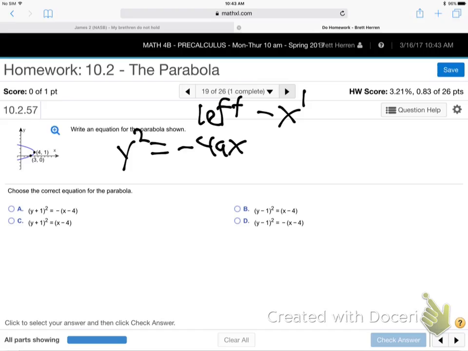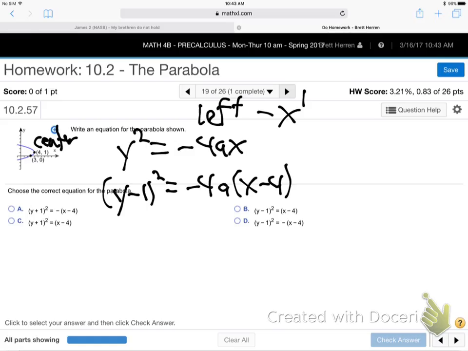So okay, now the center is 4, 1. So y minus 1, x minus 4, right? Opposite, opposite. I'm getting that center 4, 1 there, right? You with me? Okay, so now that's almost the whole story.